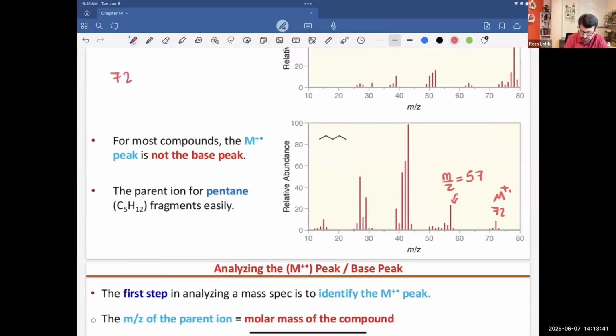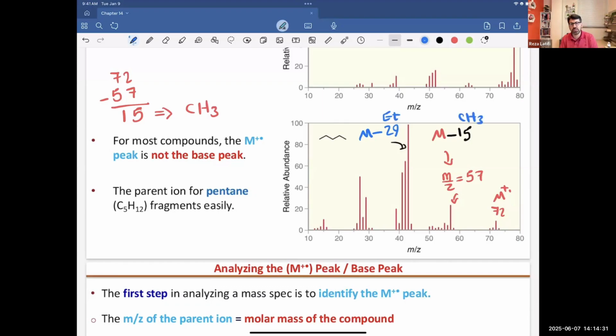So we have 72 minus 57, and that's going to give me 15. That 15 can be equal to the mass of this species, the mass of a methyl group. What does it mean? It means this peak, the M over Z equal to 57, is equal to the molecular ion peak minus 15, or a methyl group. Well, that base peak, we said, is the molecular ion peak minus 29, which was ethyl.